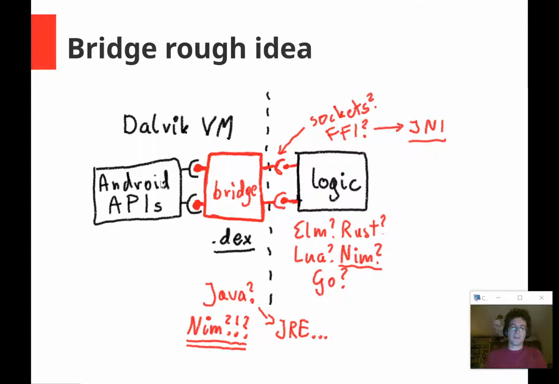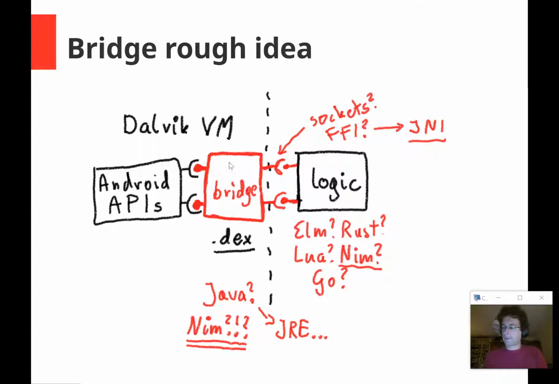Basically, because the Android APIs are only available to Dalvik virtual machine code, they wrote a bridge, a small tiny wrapper in Java, converted it to DEX format, and any logic is written by users in JavaScript. And there is some kind of communication layer between the bridge and the logic. Some APIs are exposed to JavaScript that can now use them.